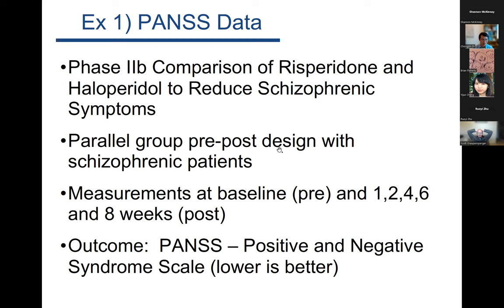So you recruit people in the study, randomize them into different arms, and then for everybody, you measure their response. In this case, the measurements are taken at a few time points. There's a pre-intervention baseline, and post-intervention, they're measured at weeks 1, 2, 4, 6, and 8. And then the outcome is a score called the PANSS score, the positive and negative syndrome scale. For this score, actually lower is better.